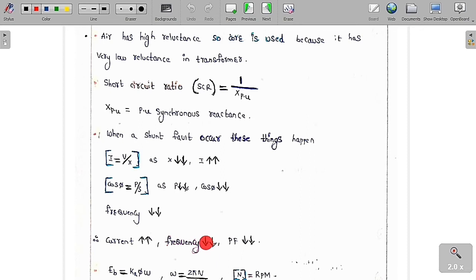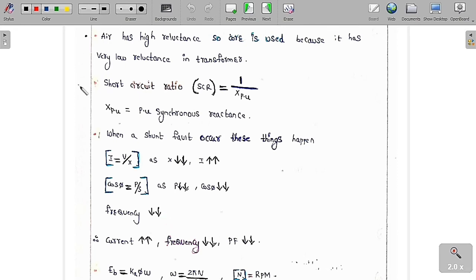Whenever a shunt fault occurs, current is equal to voltage by reactance. The reactance decreases, so the current increases. The power factor cos phi is equal to P by S. Power decreases, so cos phi also decreases. The frequency also decreases. Therefore, whenever a shunt fault occurs, the current increases, the power factor decreases and the frequency decreases.